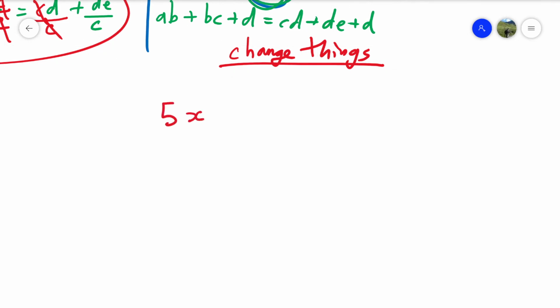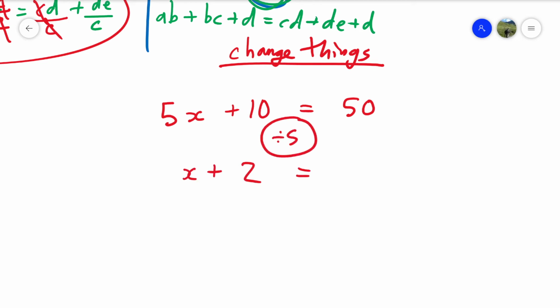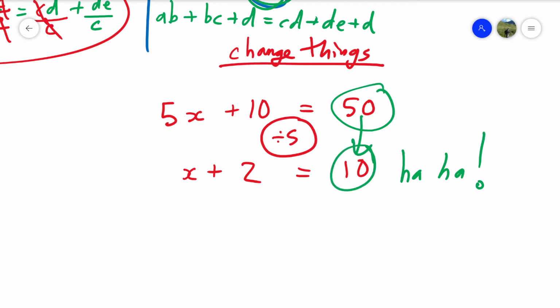5x plus 10 equals 50. And suppose we divide by 5. That means we get x plus 2 equals 10. So you might now be saying, haha, something changed. Look, a 50 changed to a 10. Okay, so here's the question. Why is that allowed?